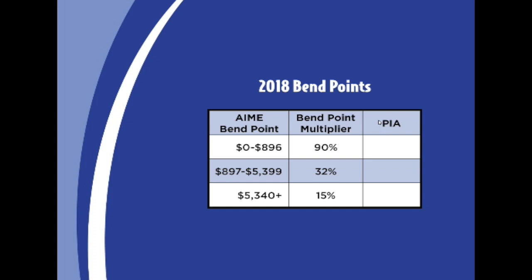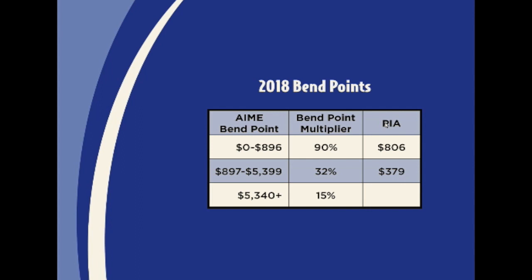So they take your averaged index monthly earnings and they start to run it through this grid. For the first $896 of averaged index monthly earnings, it's applied to your full retirement age benefit at 90%. So in this case, it would be $806. And the remainder would be applied to your primary insurance amount at 32%. Now, if you had a very high AIME, it would be applied at 15% at amounts beyond $5,340. But in this case, it did not exceed that $5,399, and so it's only into those first two bands.